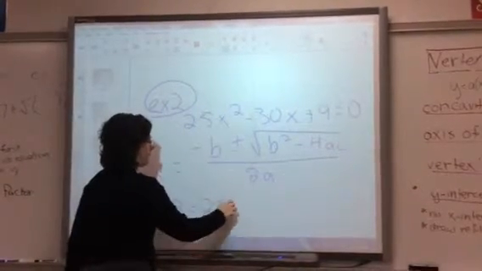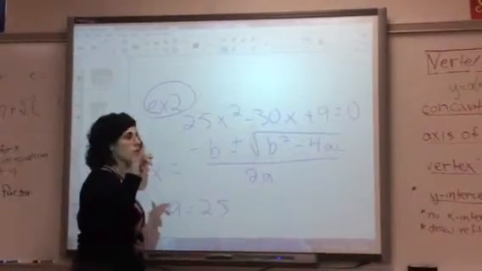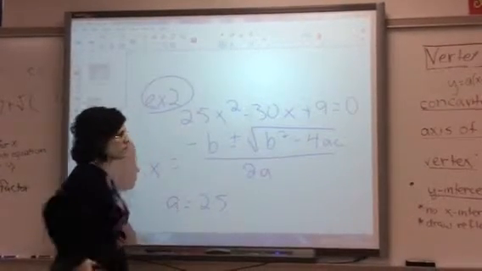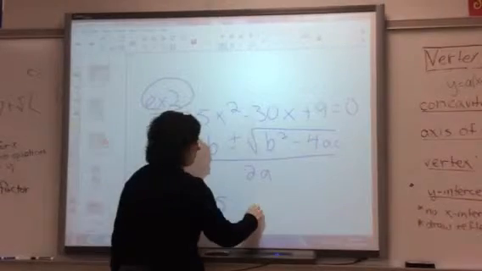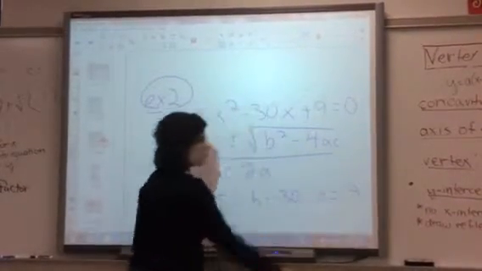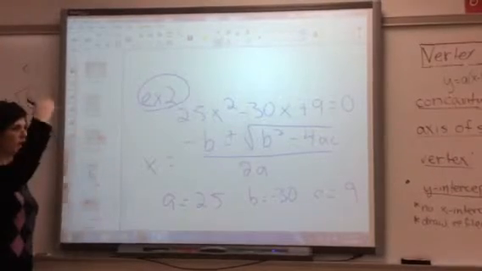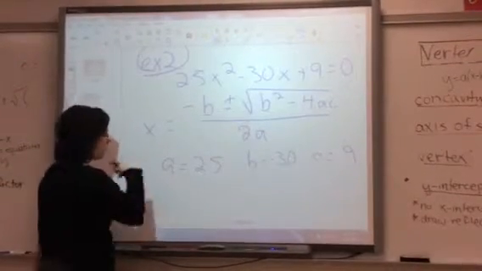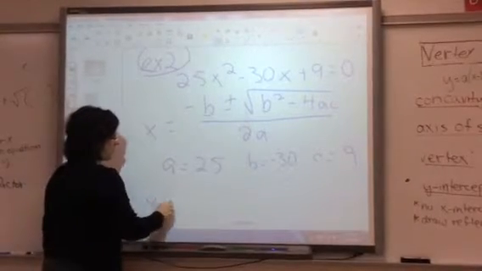25x squared, 30, negative 30x. Don't include the x squared and the x, just the numbers that are in front of them. 25, negative 30. Okay, and c is 9. The numbers in front of x squared, x, and then the constant, or the number by itself. Okay, plug those numbers now into the equation.